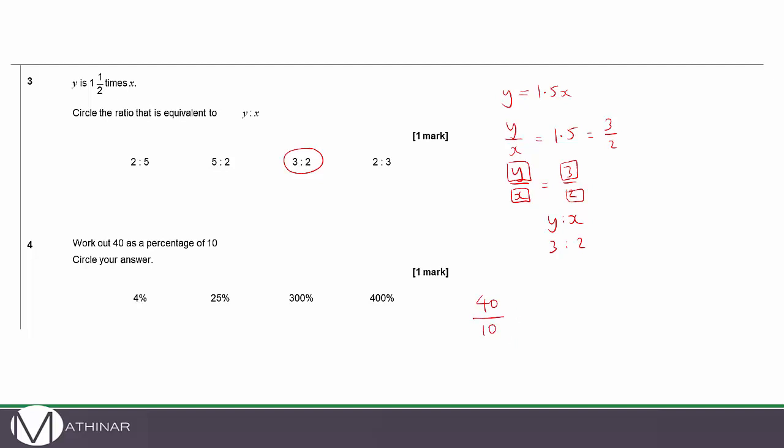And now I want to convert this into a percentage. So to convert a fraction to a percentage, we're going to multiply it by 100. So 40 divided by 10 is 4, and I'm going to multiply that by 100, which gives us 400%. So this option here.